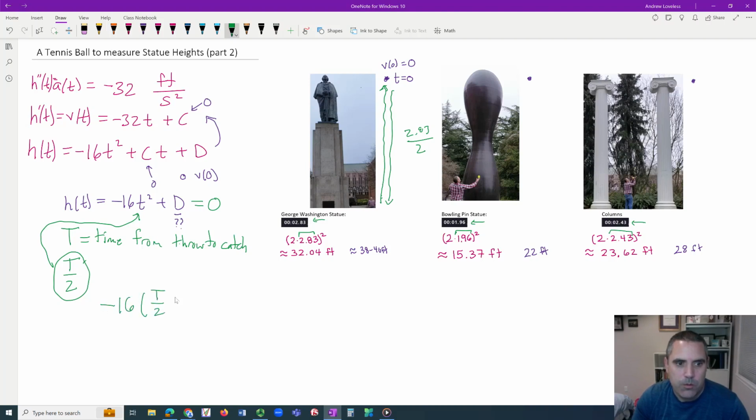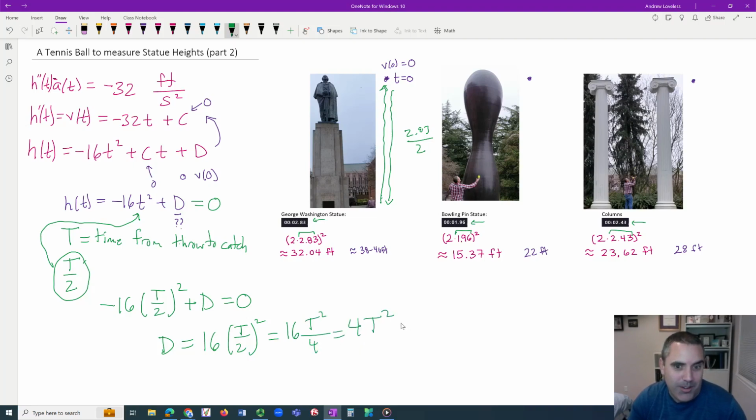Negative 16 times T over 2 squared plus d equals 0. The goal is to find d, and so I got 16 times T over 2 squared. And then I simplified that, and it was 16 T squared over 4. So it's 4T squared. And then I went, well, that's a little hard to remember. And I had this clever idea of saying 2T squared. I just rearranged it. So that's the Dr. Loveless method for finding the height of something.